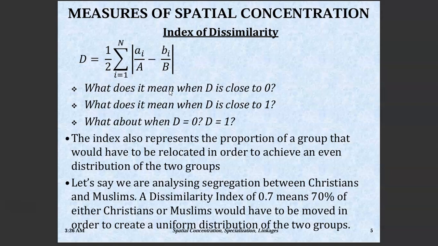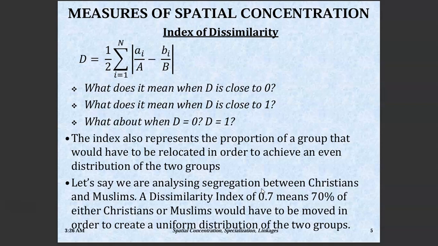Again, we understand that the value is between 0 and 1. So the value we are going to get could be 0.1, 0.2, or, let's say, 0.7. If we get an index of 0.7, it means that for one of the groups, we need to relocate 70% of them to achieve evenness in the entire KNUST community.